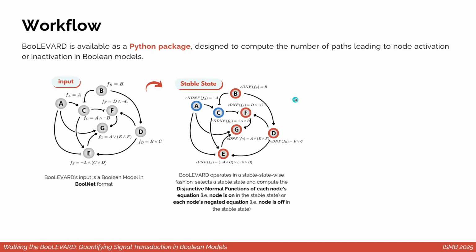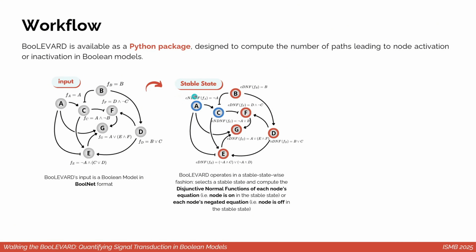The first step is to read the local states of each node within the stable state. For example, here A is off and B is on. And next, BooLEVARD transforms the Boolean equations of active nodes and the negated Boolean equations of inactive nodes into the canonical disjunctive normal forms, namely CDNFs and CNDNFs, respectively.